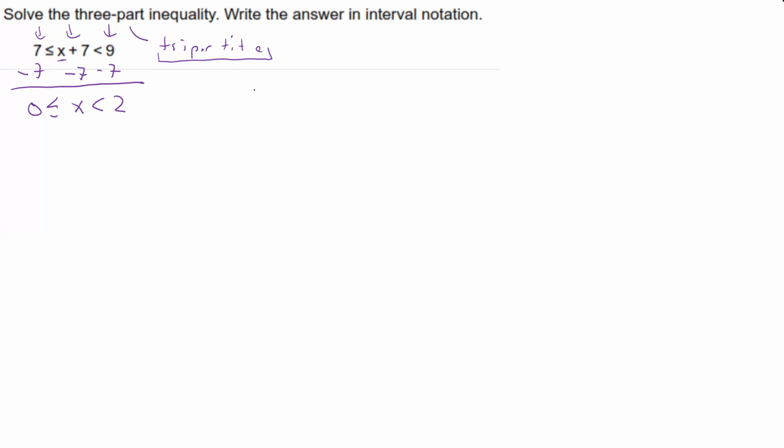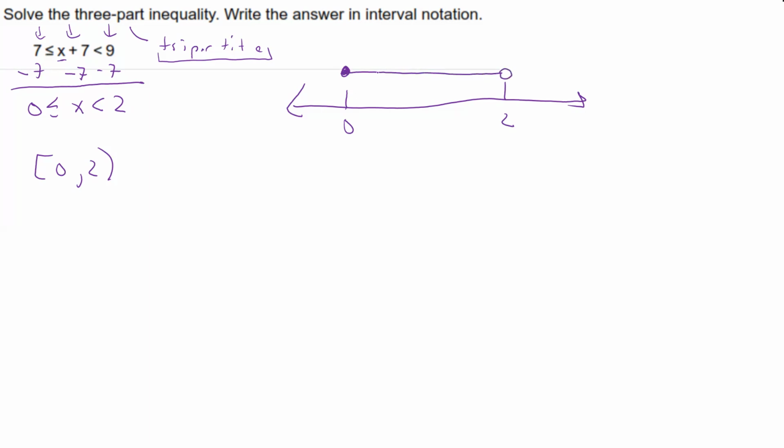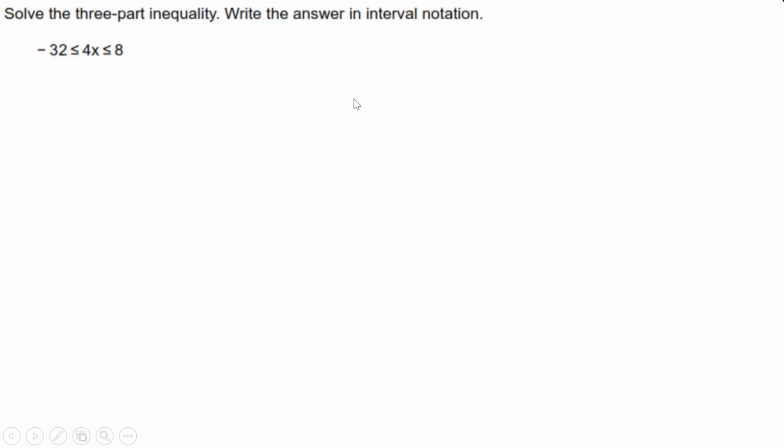And so this, we don't really have to graph. We can write directly into interval notation. We can say, okay, it's going to be from 0 to 2 like that. Now, if we wanted to graph it, here's our 0, here's our 2, and x is greater than or equal to 0, but less than 2. So that would be what the graph of it looks like. Okay, so that's going to be our interval notation for this one. Again, whatever you do in the middle one to solve for x, you have to do on all three parts, hence the tripartite.